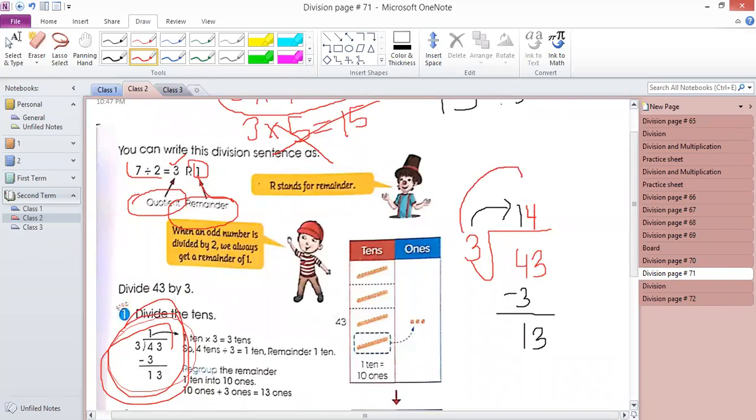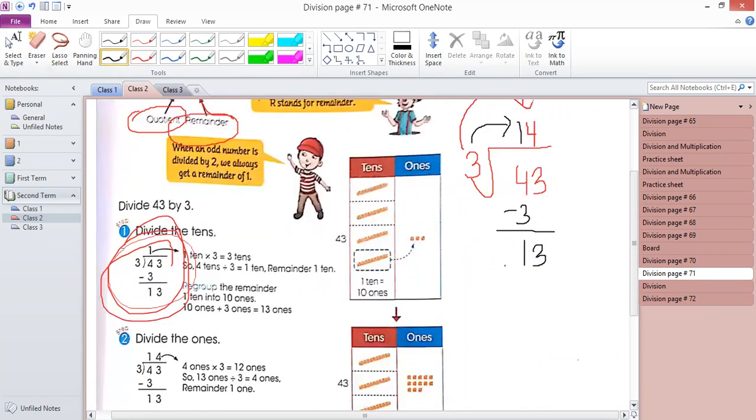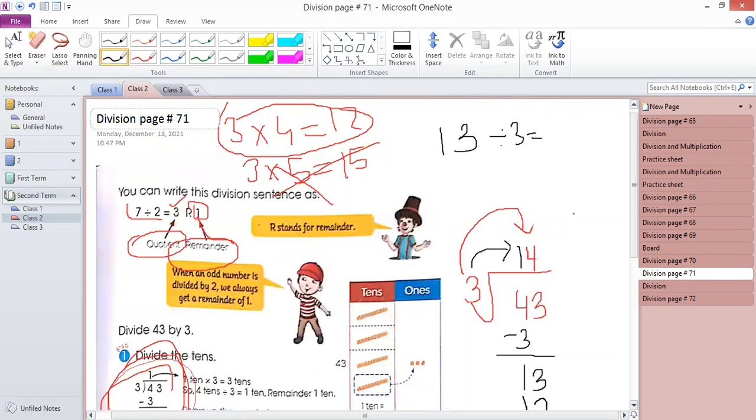Now multiply this 3 with 4. 3 fours are 12. Then subtract: 13 minus 12 equals 1. So 43 divided by 3 is equal to 14, remainder 1.